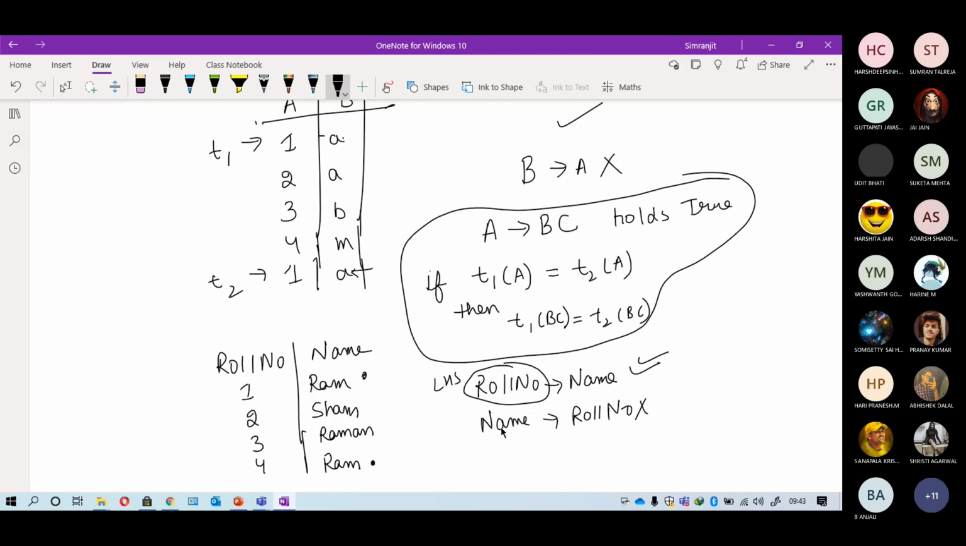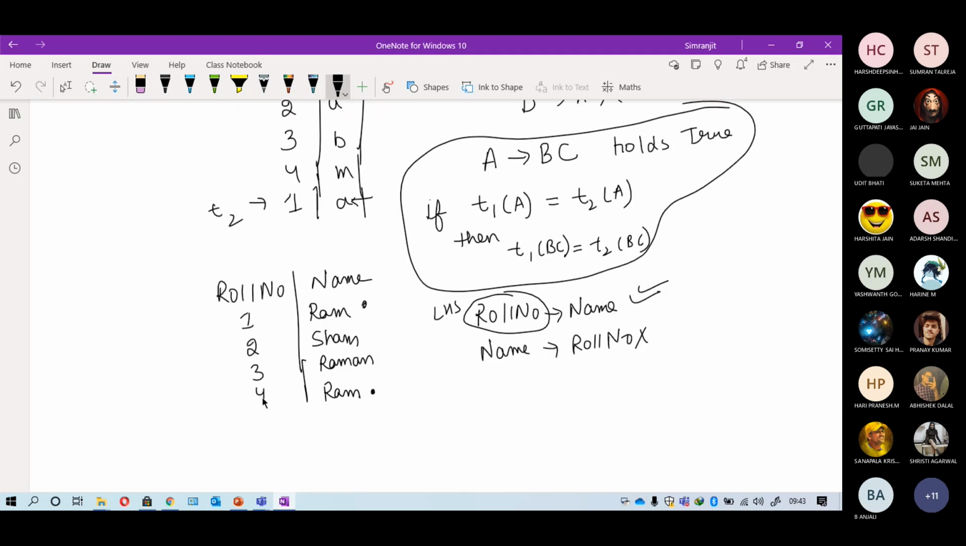If this is not unique, you have to check it. Suppose there is a Ram here and I say the roll number is 1 here. Now check it, this particular functional dependency will again hold. If the element on the left hand side, that is name, is repeated, the element on the right hand side should also be repeated, that is 1 and 1. Similarly for roll number to name, it is again holding. Okay, so you get my point.